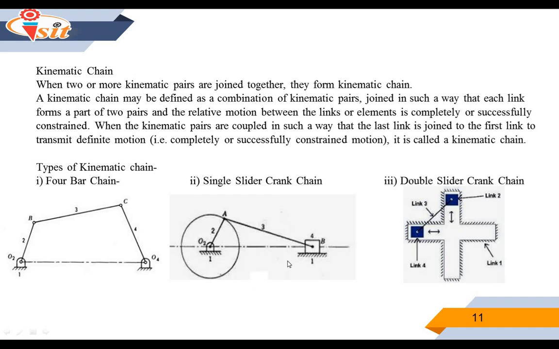Next type, that is single slider crank chain. A single slider crank chain is a modification of the basic four bar chain, and it consists of one sliding pair and three turning pairs. It is usually found in a reciprocating steam engine mechanism. This type of mechanism converts rotary motion into reciprocating motion and vice versa. A single slider crank mechanism is a four bar linkage with a rotating crank attached to a slider, which moves in a straight line.